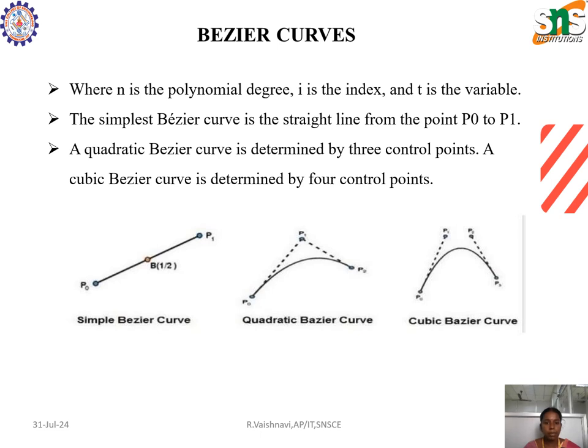The simplest Bezier curve is the straight line from the point P0 to P1. The quadratic Bezier curve is determined by 3 control points. The cubic Bezier curve is determined by 4 control points. Here the diagram represents the simple Bezier curve, that is P0 to P1, and then the quadratic Bezier curve, and then the cubic Bezier curve.